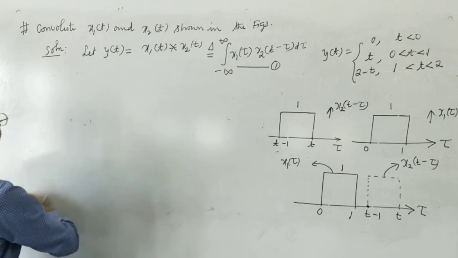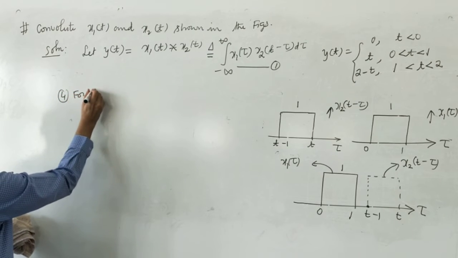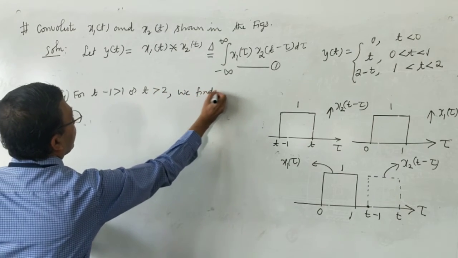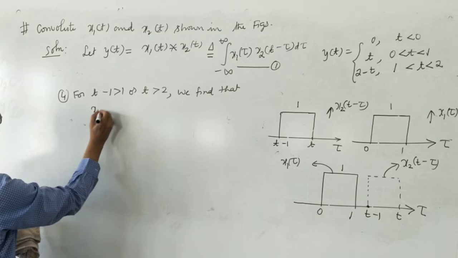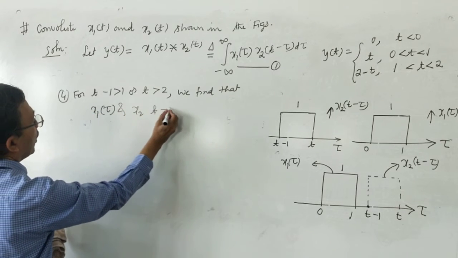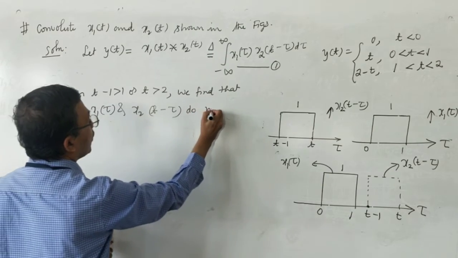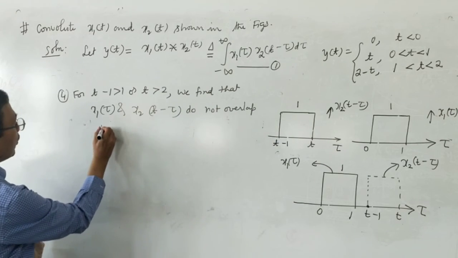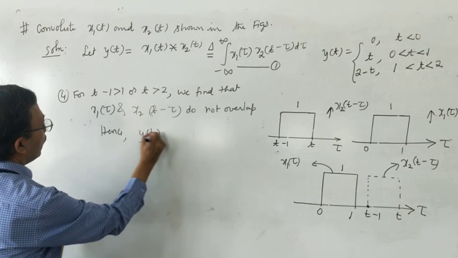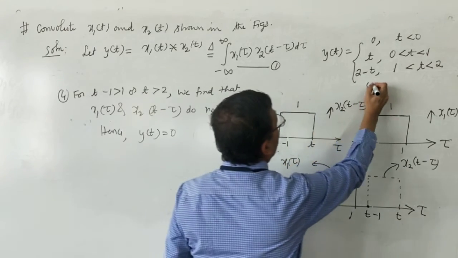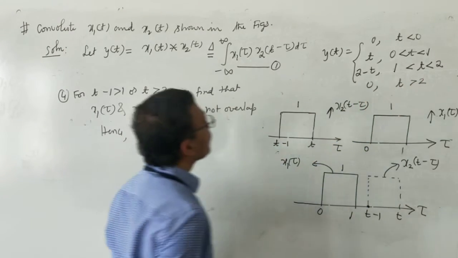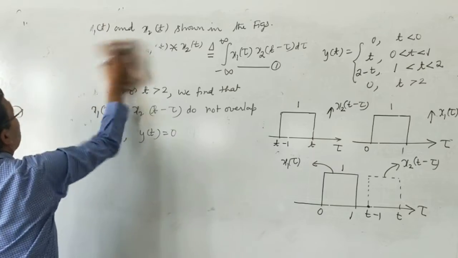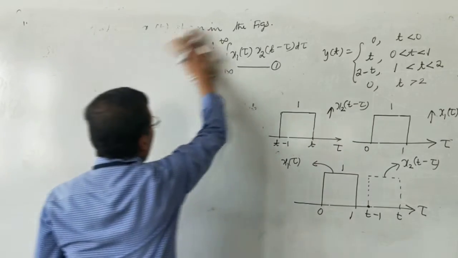I am going to write now. For t minus 1 greater than 1, or t greater than 2, we find that x1 of tau and x2 of t minus tau do not overlap. What do you mean by saying they do not overlap? This product is 0. Hence y of t equals 0 for t greater than 2. So this is the complete expression for y of t. Now let us verify whether the expression that we have got is right or wrong.